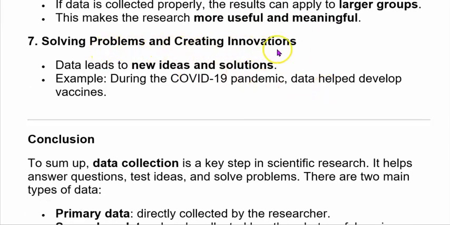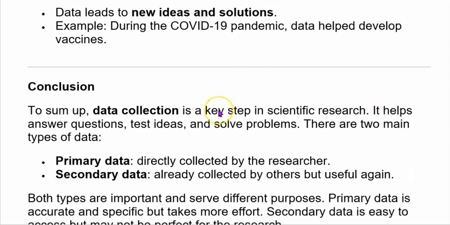Solving problems and creating innovations. Data leads to new ideas and solutions. Example: during the COVID-19 pandemic, the data helped develop vaccines.